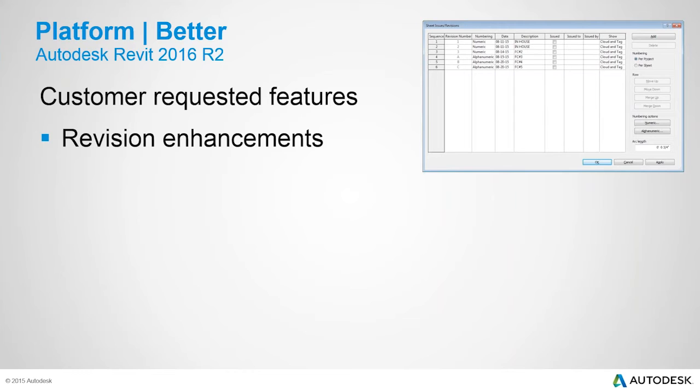The sheet issue revisions dialog has a new column for the revision number. When numbering is set to per project, that's important, this column will display the actual revision number that will be generated based on the sequence, numbering scheme, and the numbering options. Now, this column does not display if numbering is set to per sheet.